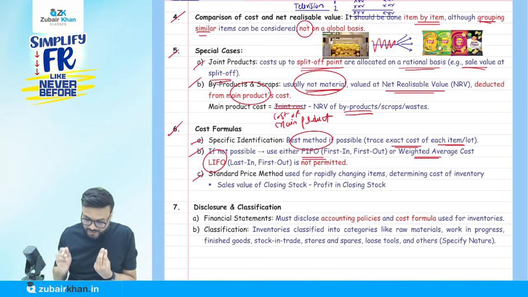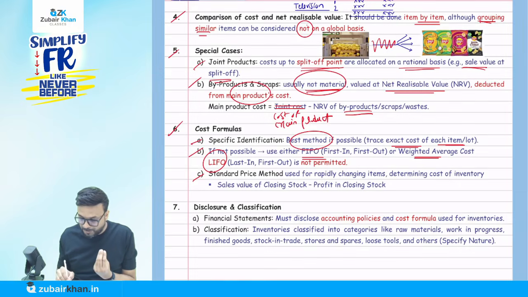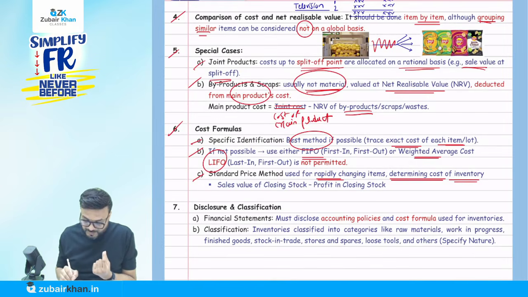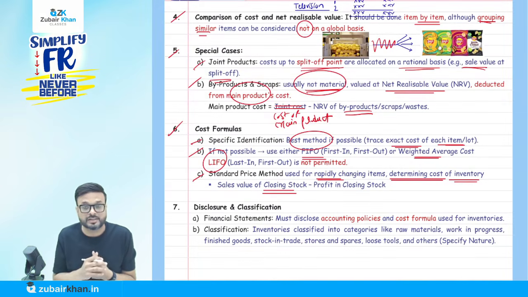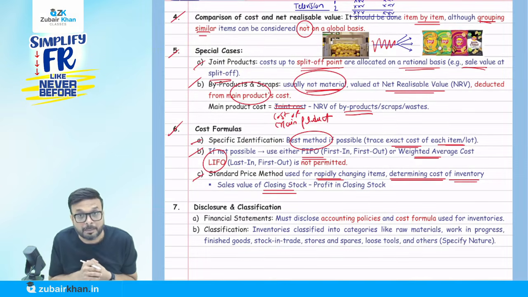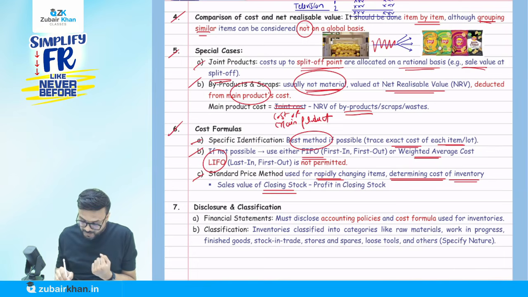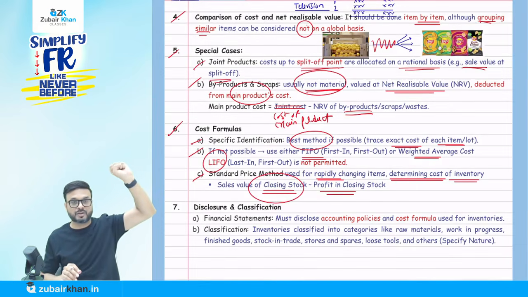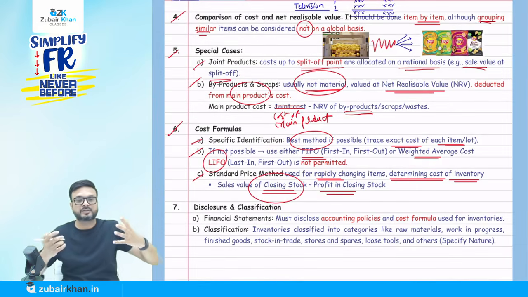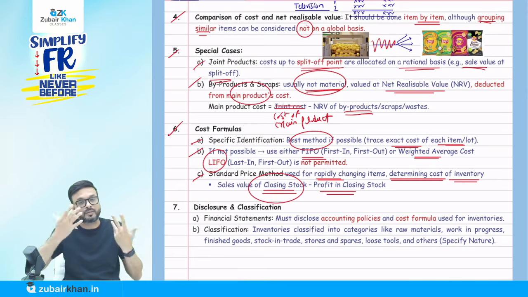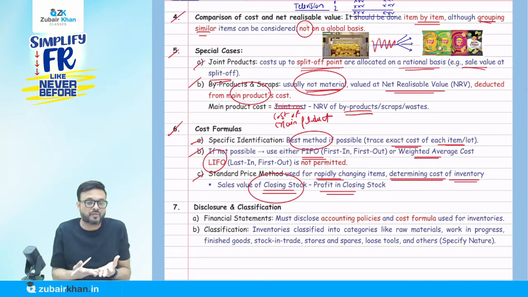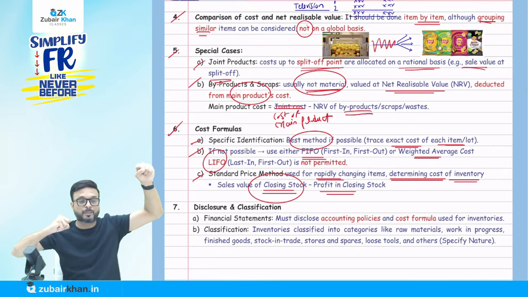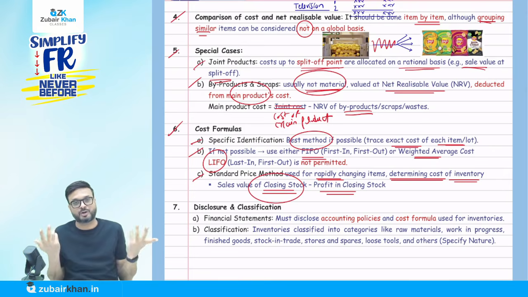The third is the standard price method, used for rapidly changing items, determining the cost of the inventory. So they say, take the sale value of the closing stock, minus the profit. I mean to say, sale minus the profit is cost only. If we are not able to find the cost, we'll take the sale value of the closing stock, reduce the profit component from that, and we'll come to the cost of the closing stock.